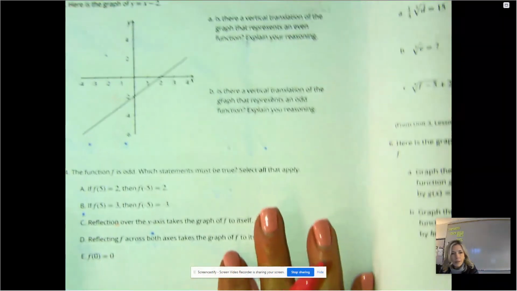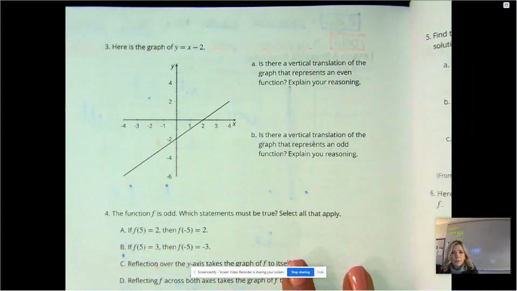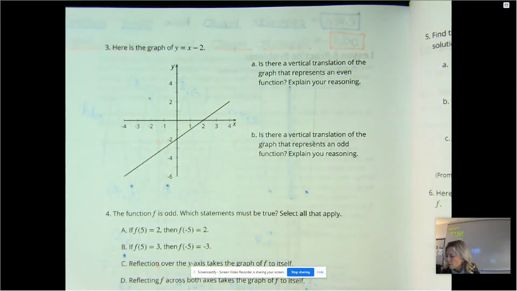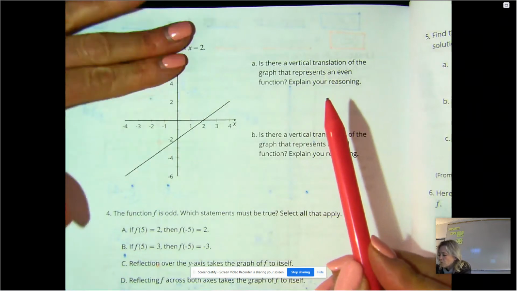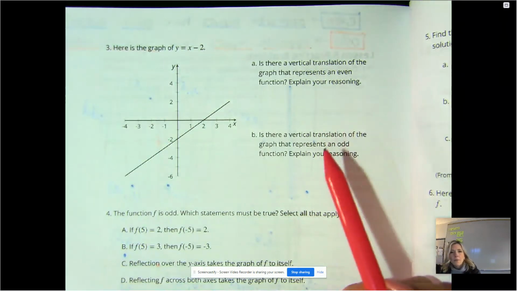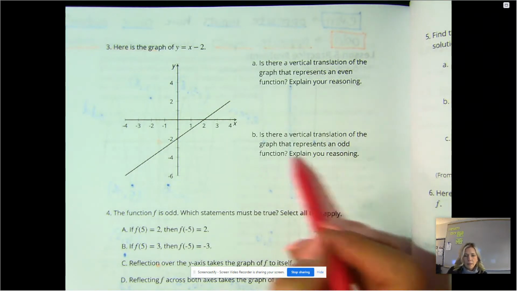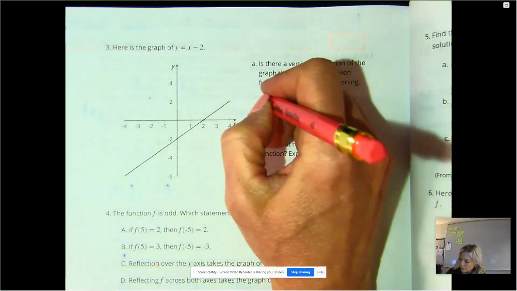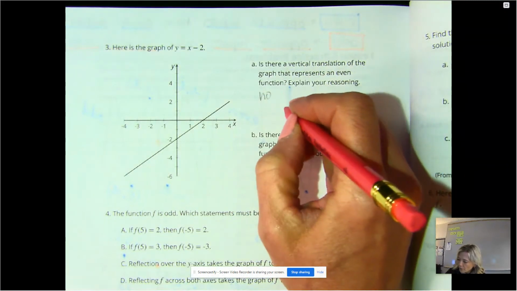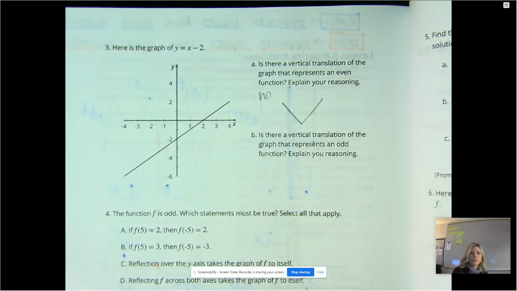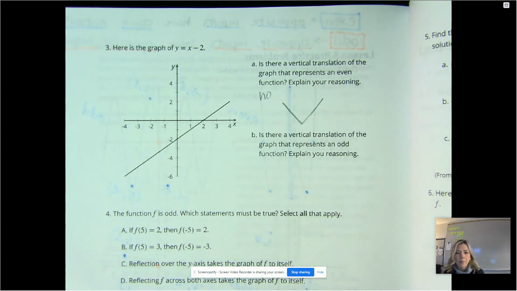All right, looking at number 3. So we have this graph, y equals x minus 2. Is there a vertical translation, so moving it up or down, of the graph that represents an even function? And my answer would be no here. The graph would have to look like this in order for opposite inputs to have the same output. And so a line like that is not going to happen.